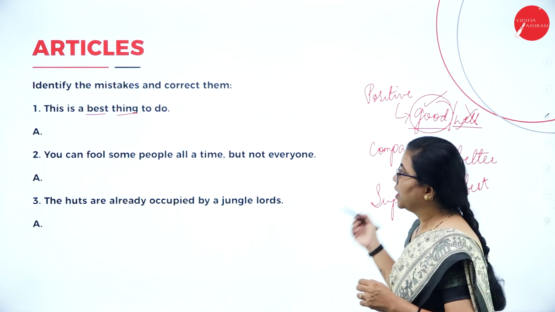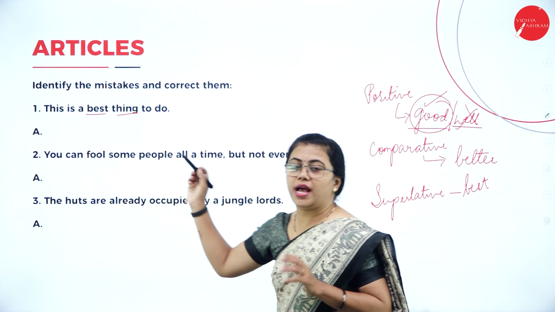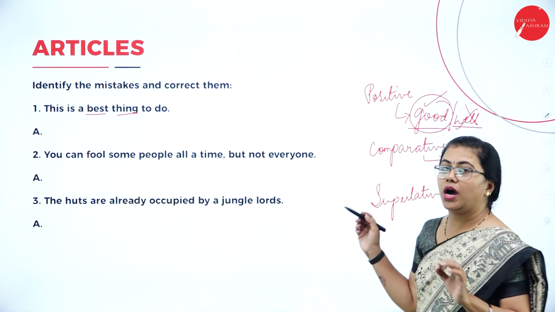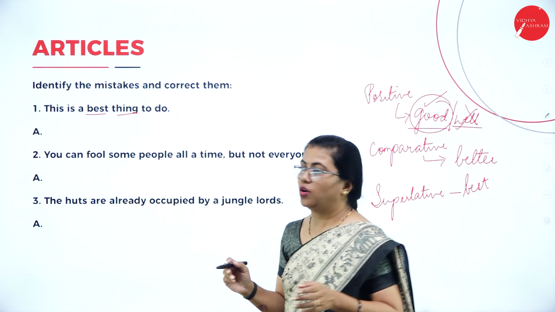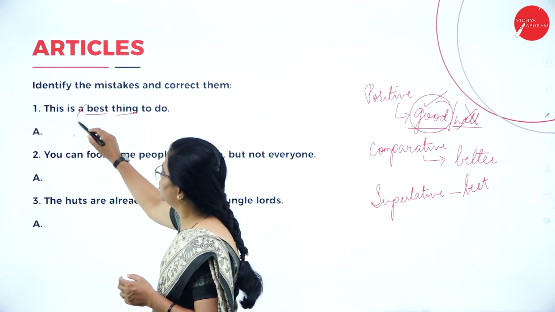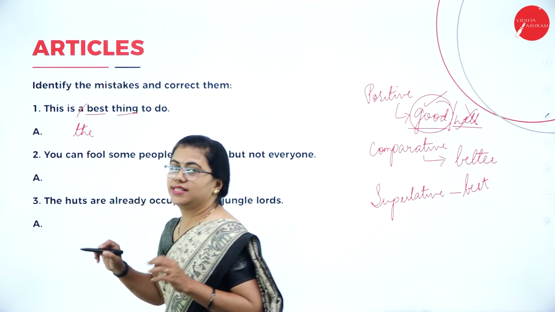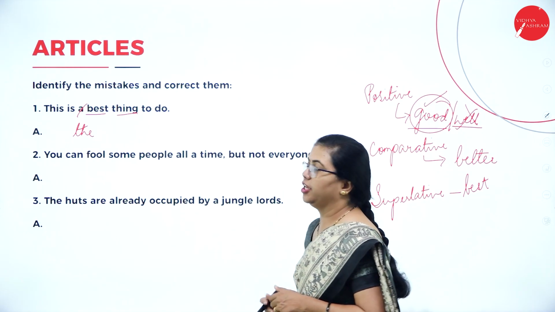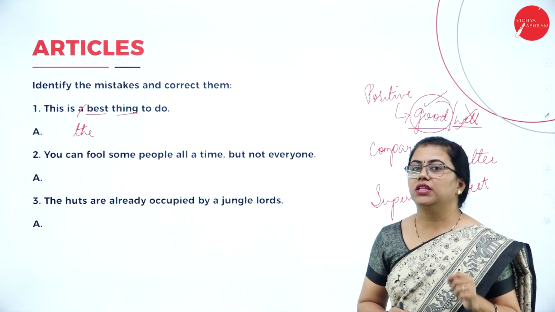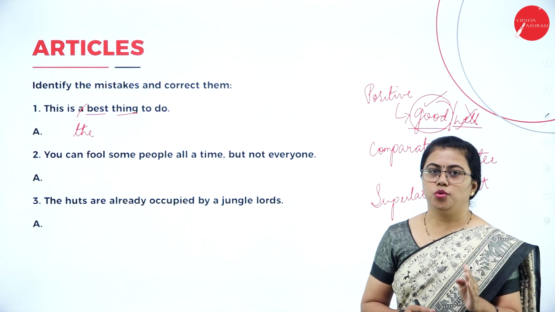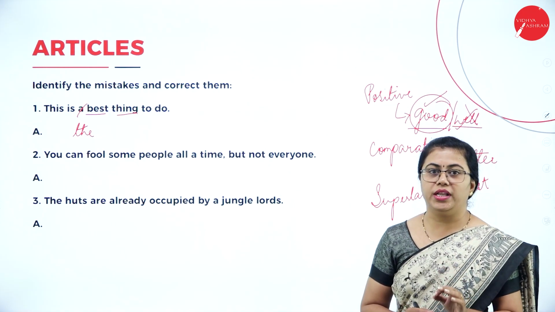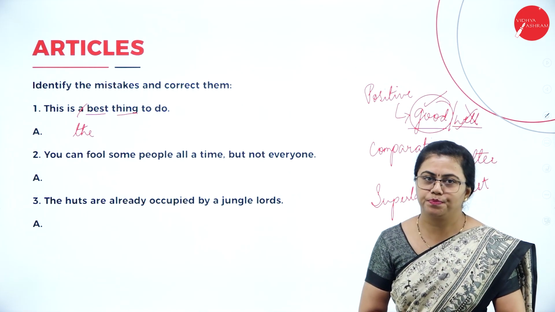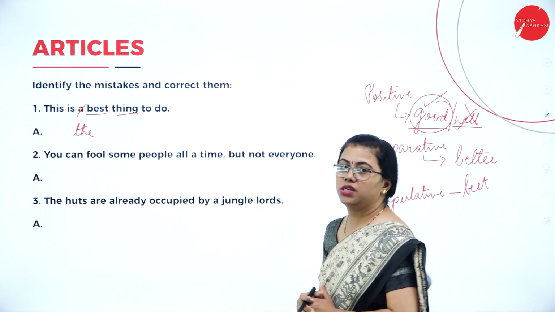So here this is a best thing to do. As I told you, with superlative degree, you are supposed to use the. So instead of a, you are supposed to use the over here. So what does the sentence become? This is the best thing to do. Whenever there is superlative degree, make sure you are using the only, that is definite article only. Next we'll move on to the next one.